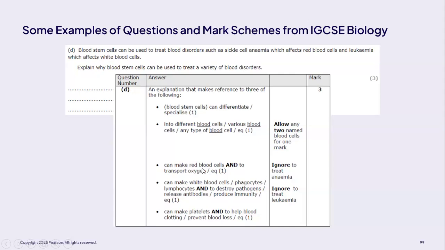So they can make red blood cells to transport oxygen. Now it's got and in bold. You've got to have both parts of that sentence. The red blood cells transport oxygen. Then we've got white blood cells to destroy pathogens or various other options. This is where the explain comes in. What they can make: red blood cells, what do? They transport oxygen. They can make white blood cells. What do? Destroy pathogens. And then the third option, they can make platelets. What do? Help blood clotting. So it's both. They don't need the word and as such, but they need both parts of each of those statements.